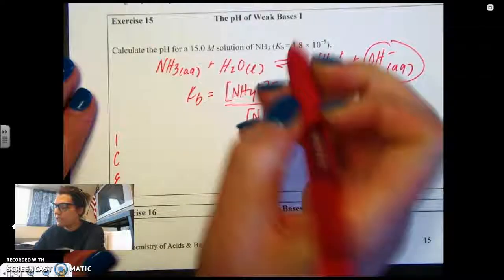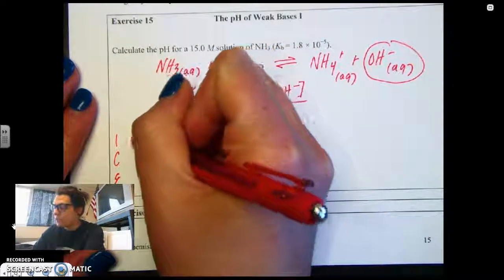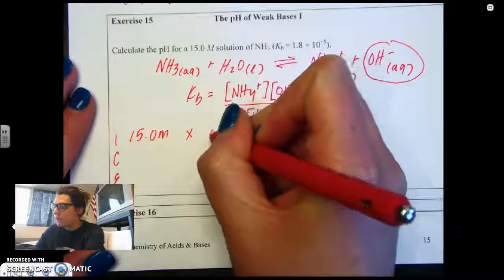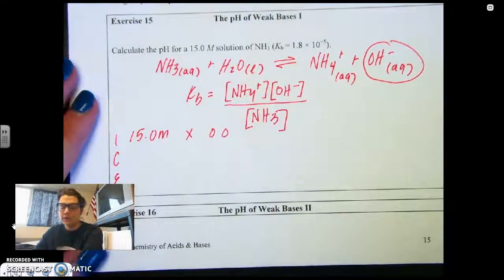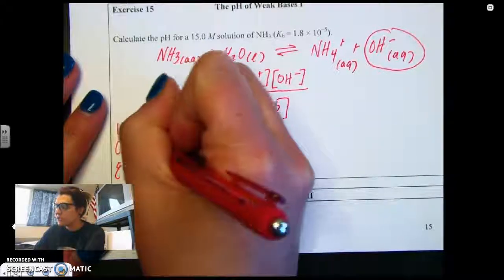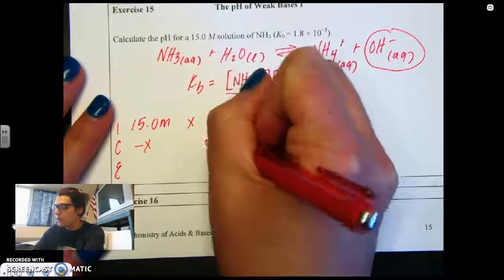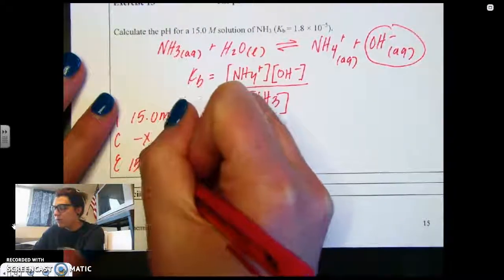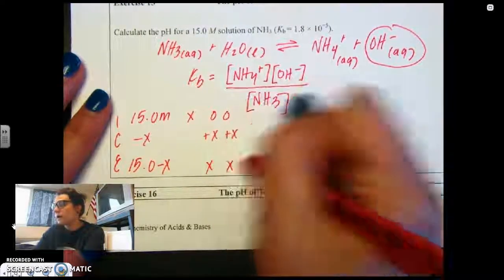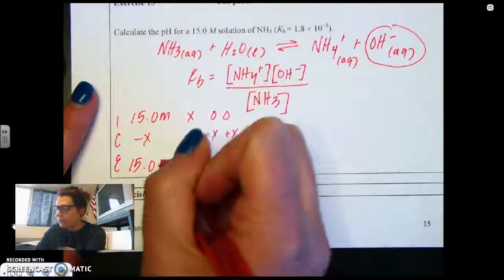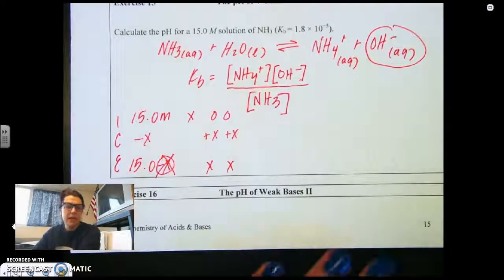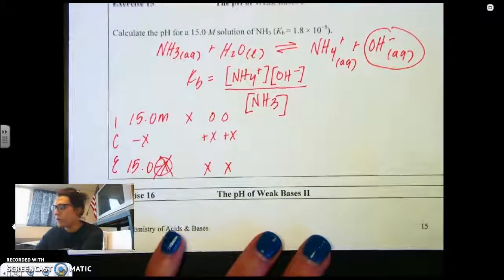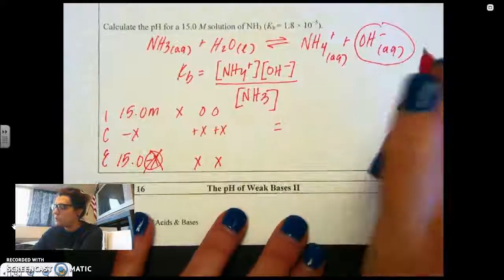Okay, so initially it tells me that I have 15 molar of NH3. Water is not involved, and then I have 0 of both of the products. So then the change is going to be just like acids, minus X, plus X, plus X. So then it's going to be 15.0 minus X, X, X. And then just like before, we can omit the minus X because it's very small compared to the 15 molar that we have. And then you can just plug it into your equation.